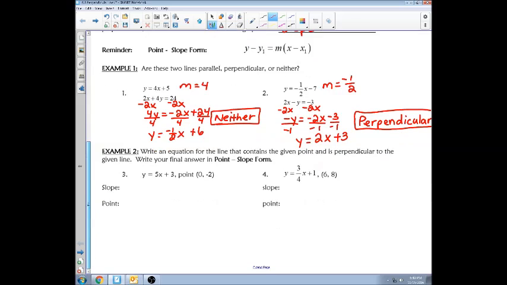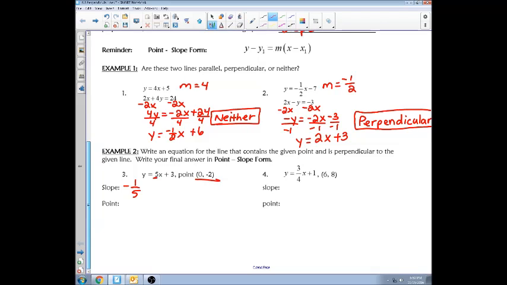On to example 2. Write an equation for the line that contains the given point and is perpendicular to the given line. Write your final answer in point-slope form. So the original slope is 5. What would be the opposite reciprocal of positive 5? Well, the opposite would be negative. The reciprocal, I could write 5 as 5 over 1, so it would really be 1 over 5. So the slope I'm going to use is negative 1 over 5.